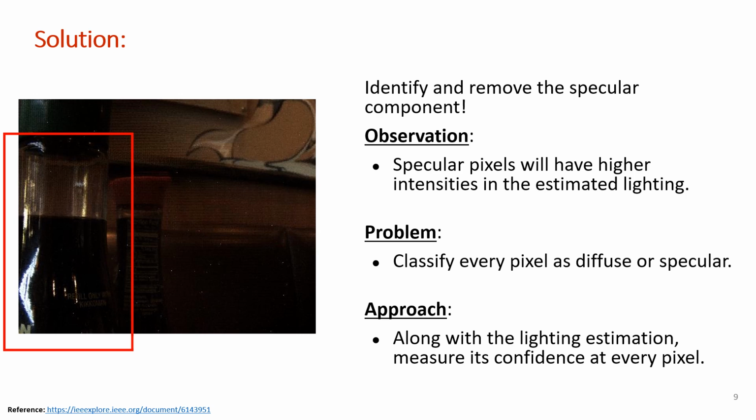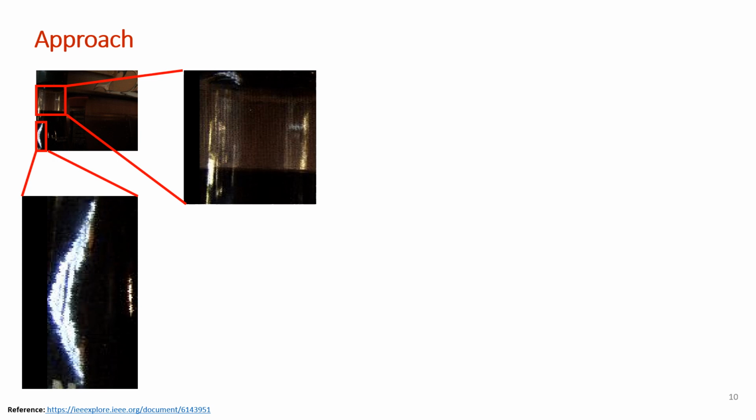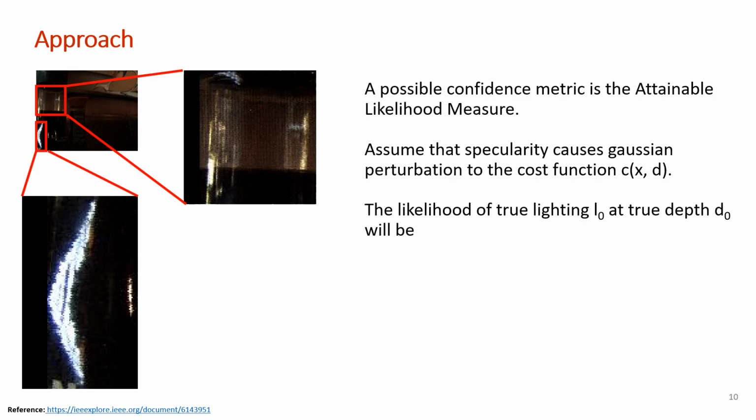One approach is to estimate a confidence measure, that is, high confidence if a pixel is specular along with the lighting estimation. For this, I used a metric known as attainable likelihood measure. First, we remap the lighting estimate to the desired depths. Assuming that the cost here, the lighting at each pixel C(x, d), is perturbed by a Gaussian noise due to the specularity, we wish to estimate the true lighting L0 at the true depth D0, which does not have the lowest cost after the cost is perturbed.